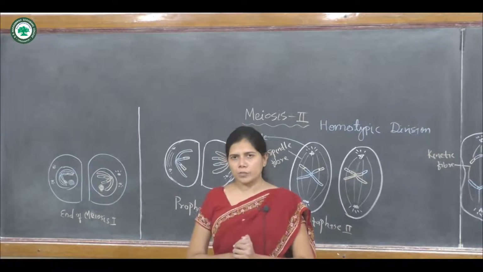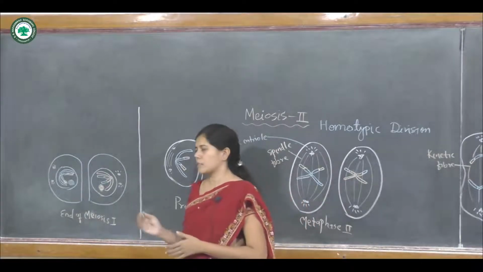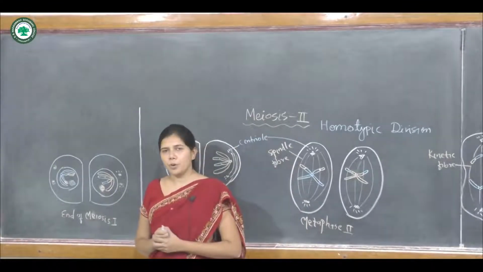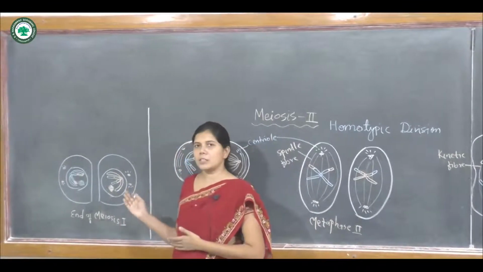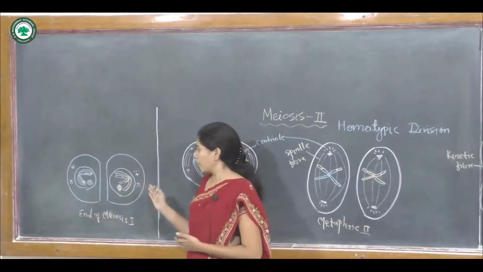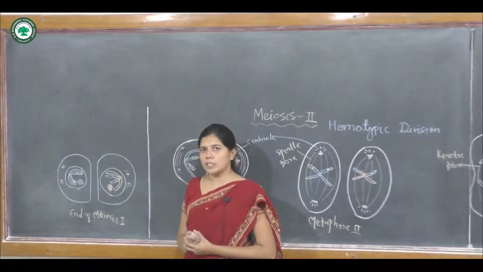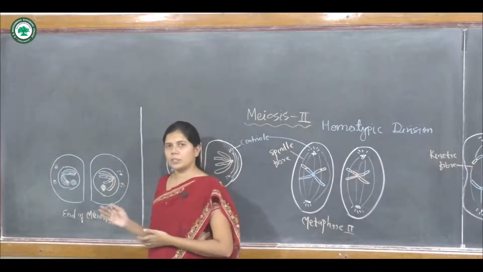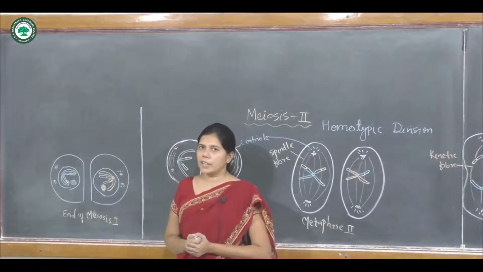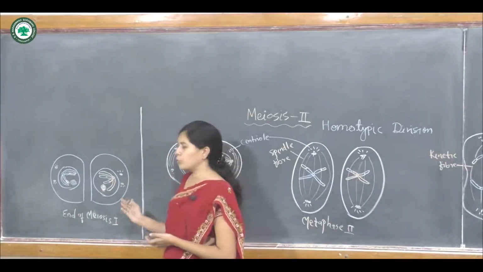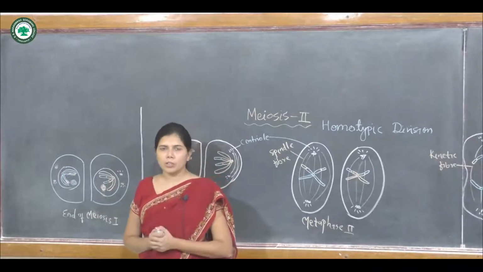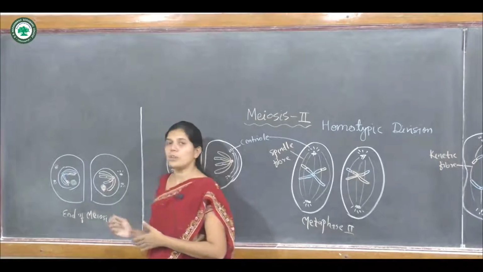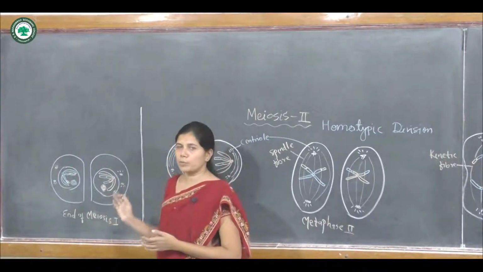At the end of meiosis I, we get two cells with non-sister chromatids, because the chromatids of each chromosome exchange their segments, and there is the formation of two daughter chromosomes, and finally the formation of two daughter cells.